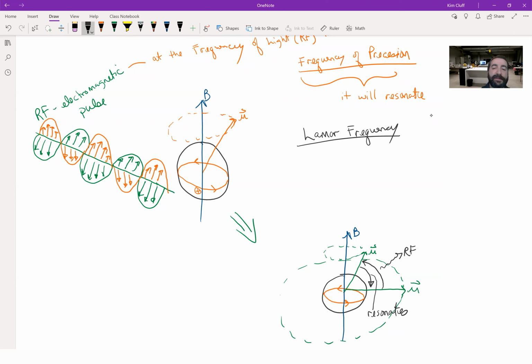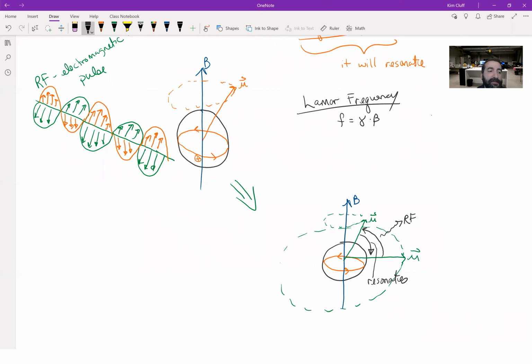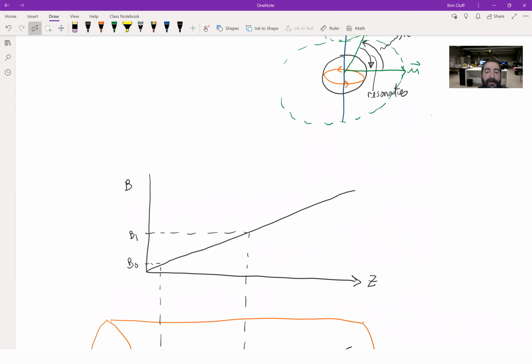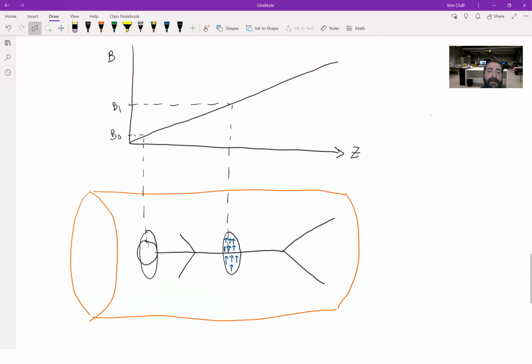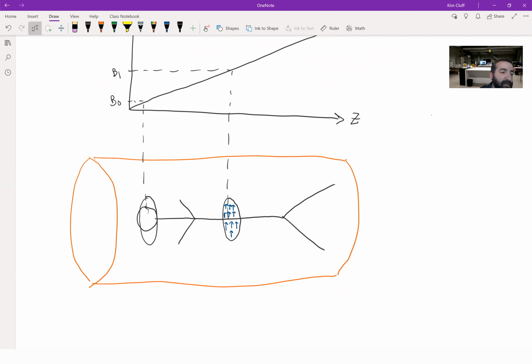So the Larmor frequency is this frequency where they will resonate, where the RF pulse matches the frequency of precession, okay? So if you wanted to image this person's belly, for example, or their torso, all you'd have to do is inject an external RF wave, an RF frequency equal to the Larmor frequency, which would be the gyromagnetic ratio times, in this case, V1.